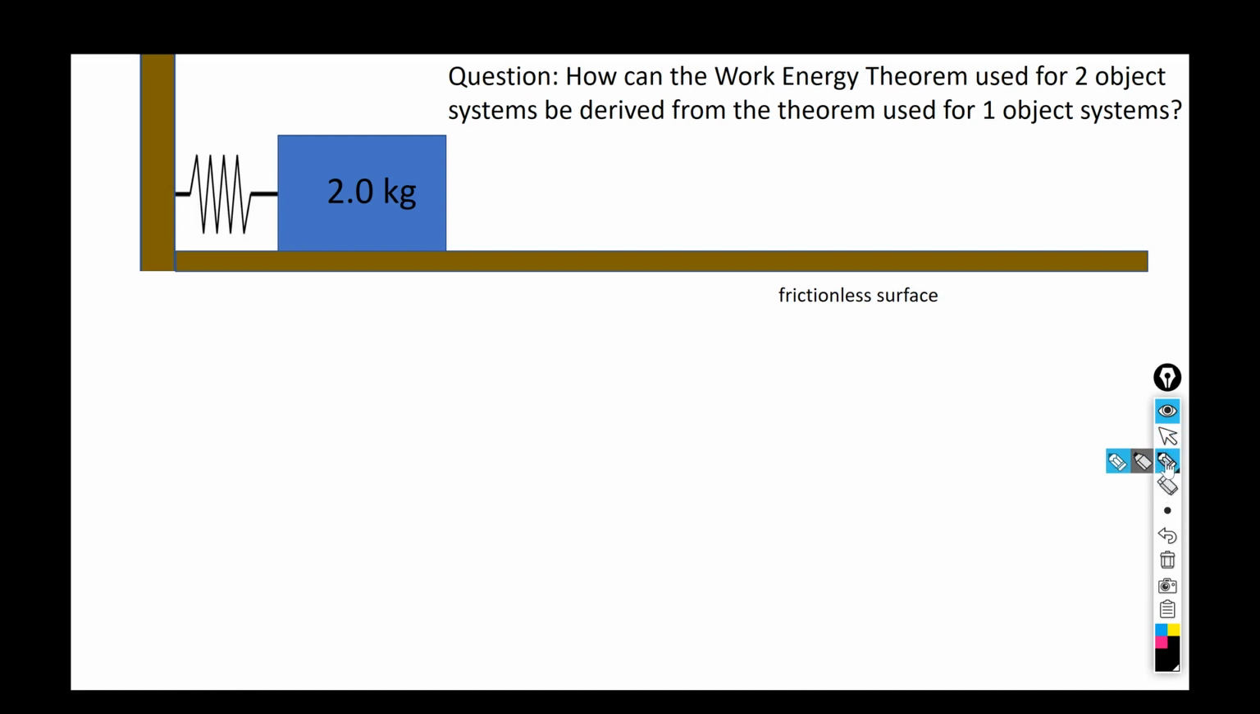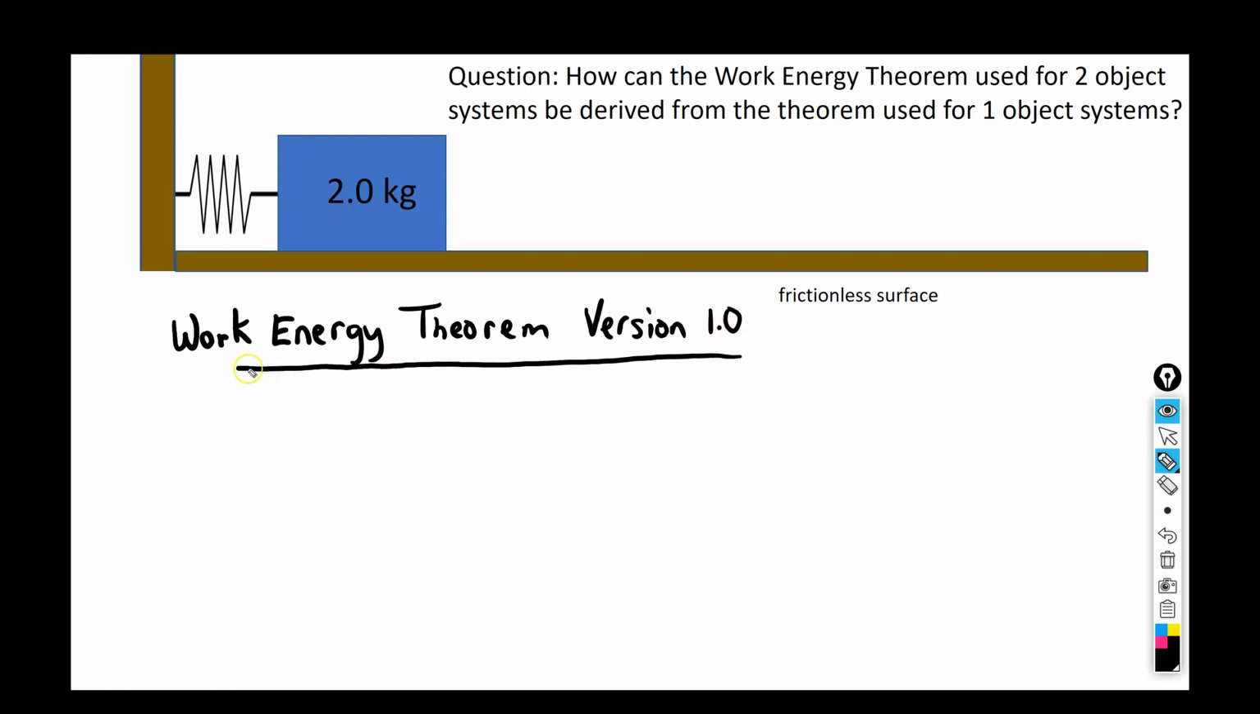The original work energy theorem, I like to call the work energy theorem version 1.0, states that the initial kinetic energy plus the total work done on the system equals the final kinetic energy. This version is usually used when the system being analyzed consists of only one object, like the 2 kilogram box.